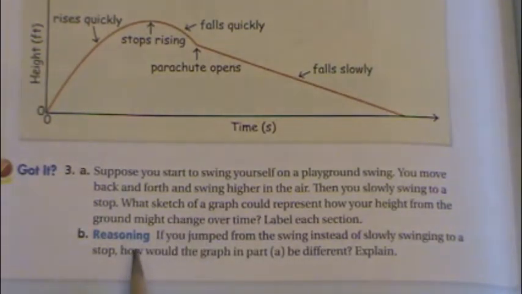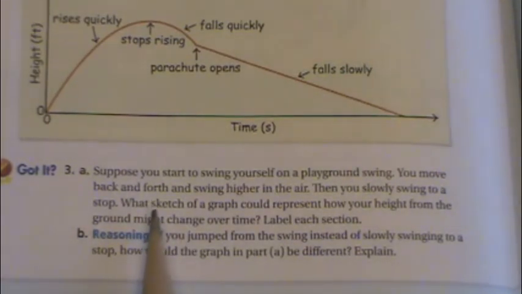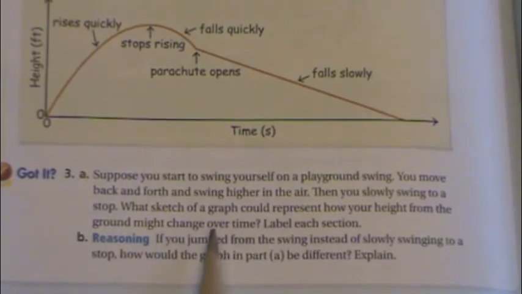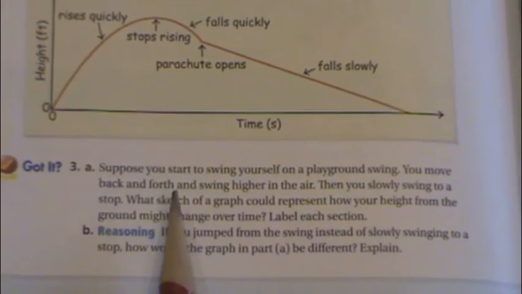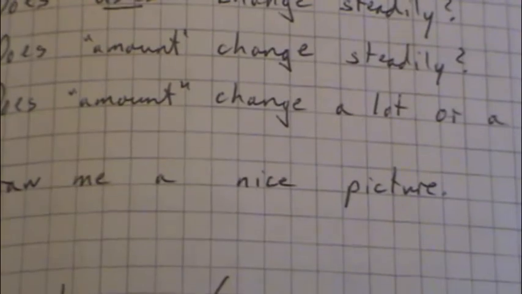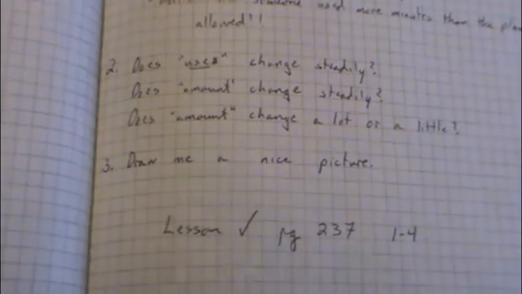Then, this is reasoning, not necessarily a separate problem, but letter B is if you jumped from the swing instead of slowly swinging, how would the graph be different? I will tell you that you should have time on the x-axis and height on the y-axis. Then, last but not least, see, number 3, draw me a nice picture.